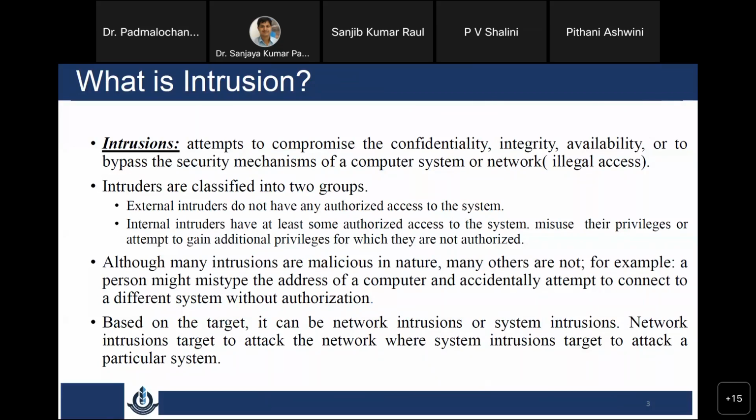And availability obviously is that when a service is requested by an entity, it should always be available. In the sense, the server is always ready for the corresponding service. Okay, so if there is any compromise to these three principles, then we call it intrusions.